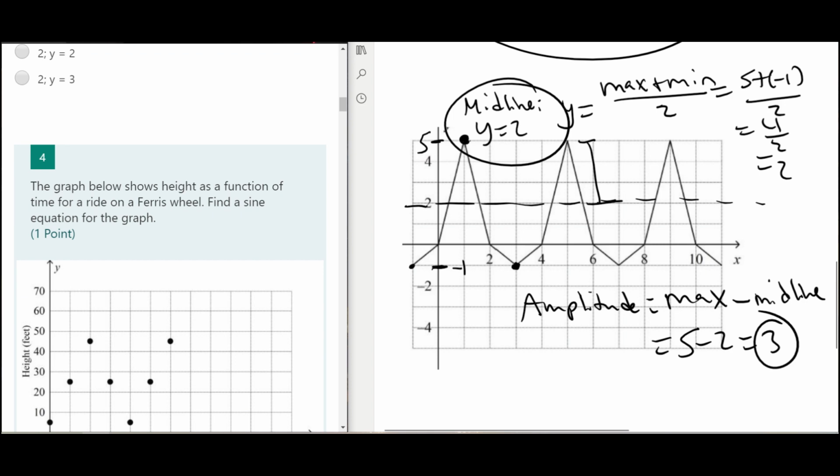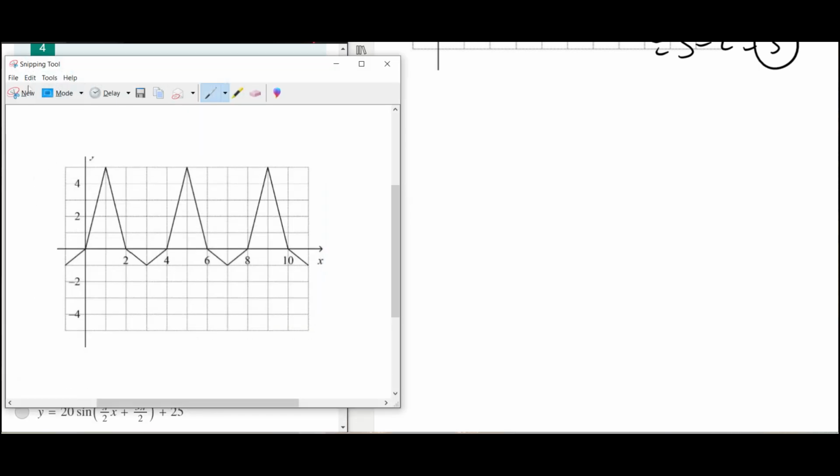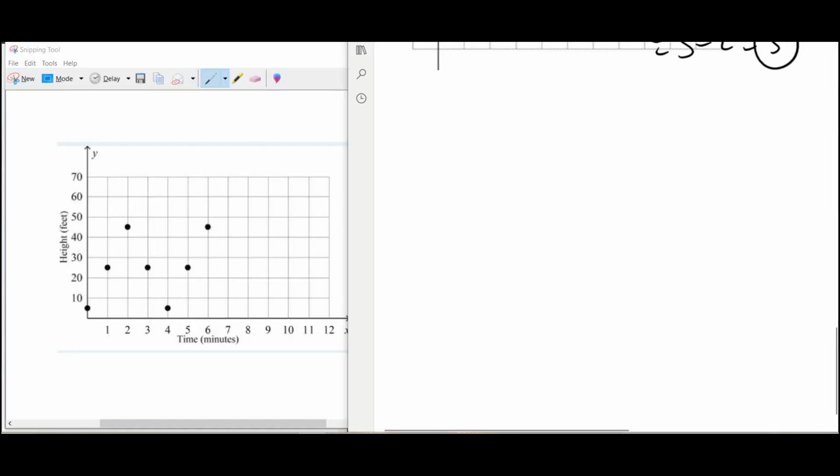All right, so number 4. The graph shows a height as a function of time for a ride on a Ferris wheel. Find the sine equation for the graph. So again, let's go ahead and copy and paste that so that I can actually draw on it.